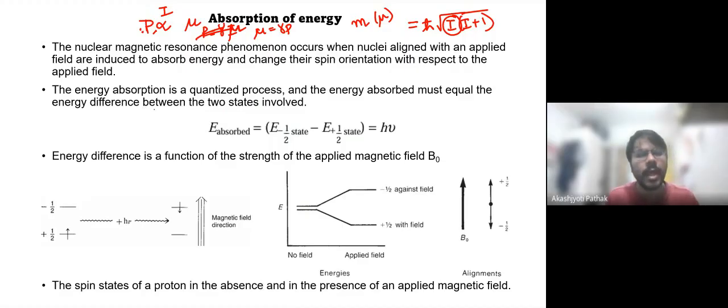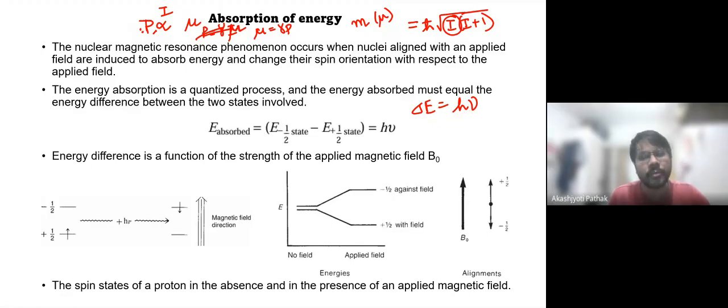Okay, so the energy absorption is a quantized process, and the energy absorbed must be equal to the difference between the two states involved. Quantized means that it can take only certain values. So it can only move from one state to another if you are applying an energy which is equal to the energy difference between the two spin states. So this is given by h nu.